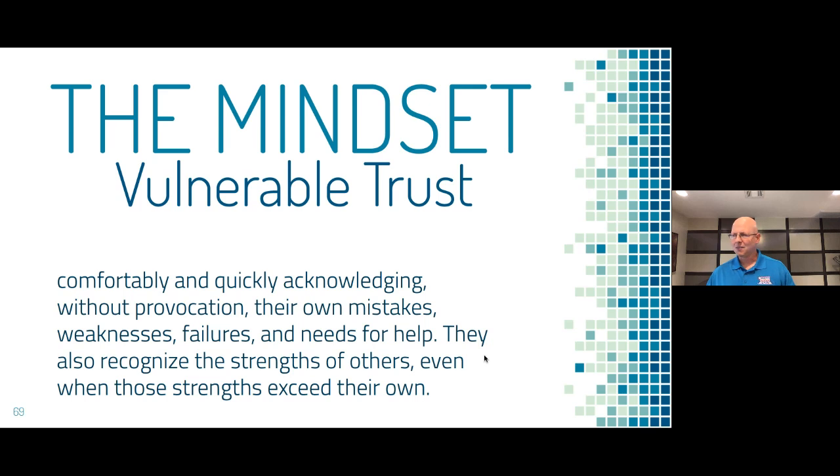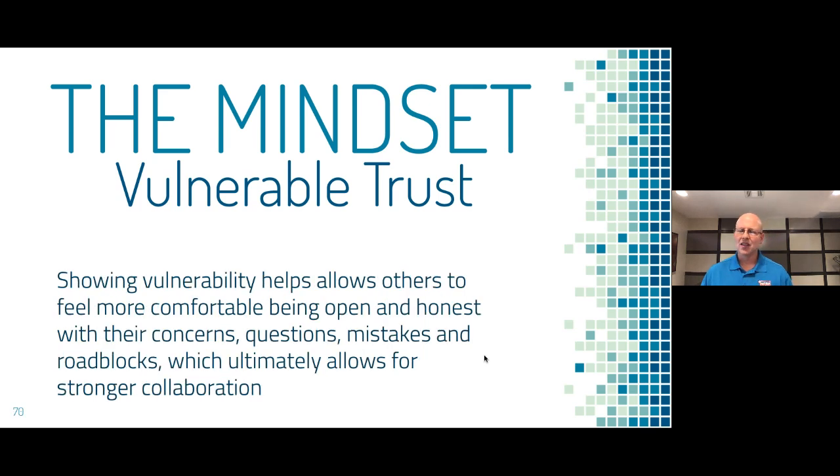The next mindset that you should consider adopting is vulnerable trust. Vulnerable trust is tricky to define, but it's basically being comfortable and quickly acknowledging, without provocation, your own mistakes, weaknesses, failures, and needs for help. It also recognizes the strengths of others, even when and especially when they exceed your own. Again, this is called vulnerable trust. Showing vulnerability helps others feel more comfortable being open and honest with their own concerns, questions, mistakes, and roadblocks, which ultimately allows for stronger collaboration.